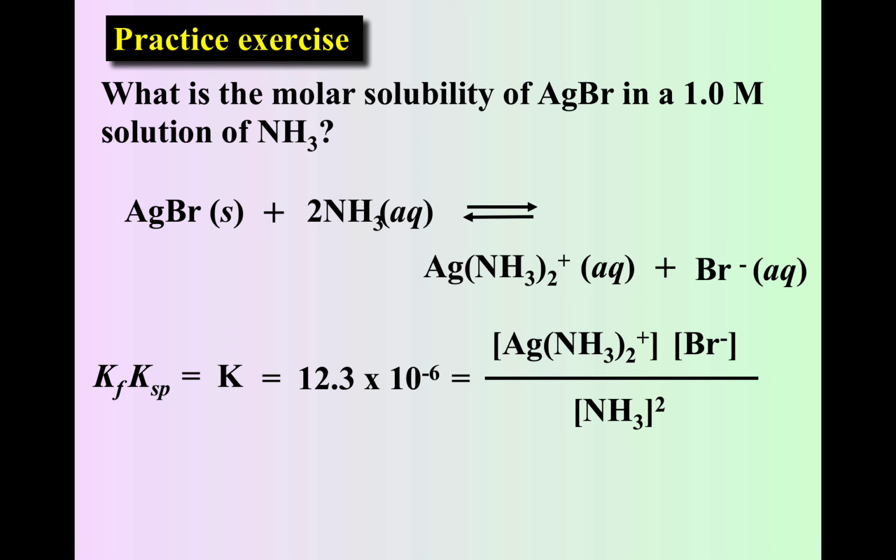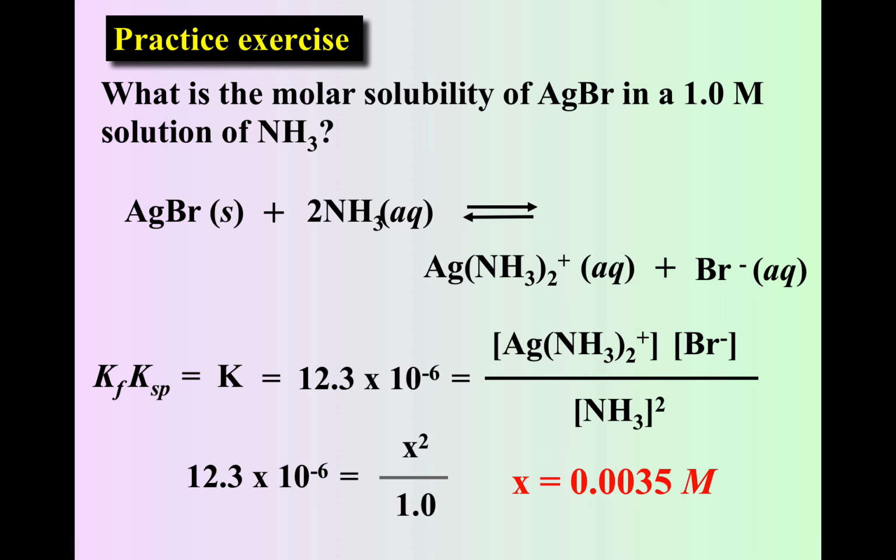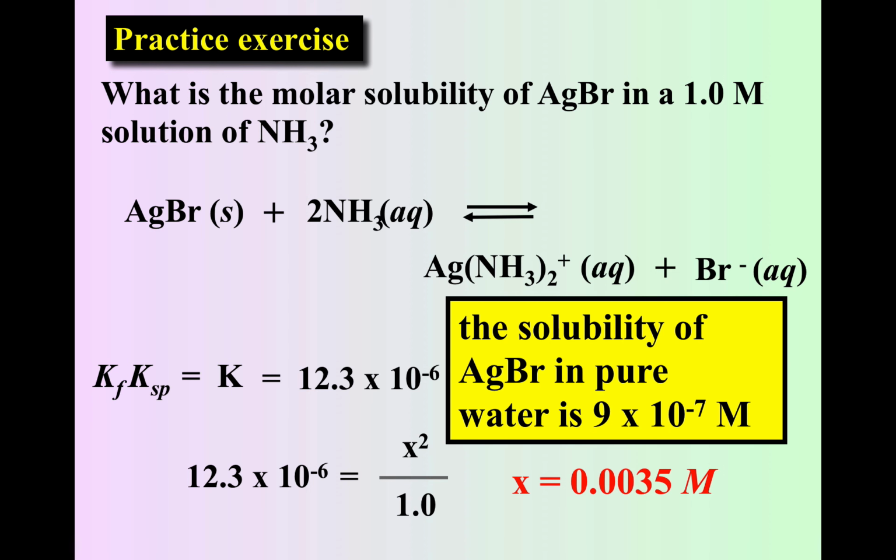So when I solve for this, you had a 1 molar concentration of ammonia. Since it's non-spontaneous, we can ignore how much ammonia is disappearing, and we can represent x as the concentration of the complex and x as the concentration of the bromide. So when I solve for x, I get how much silver bromide is going into solution by looking at the bromide concentration. If I compare that to pure water, silver bromide is way more soluble in ammonia than in pure water.